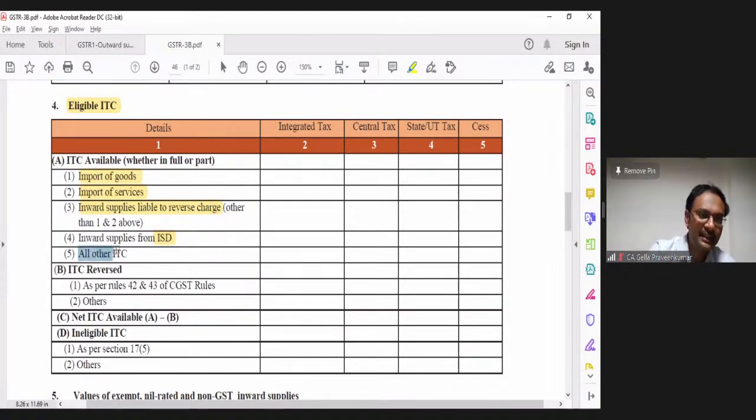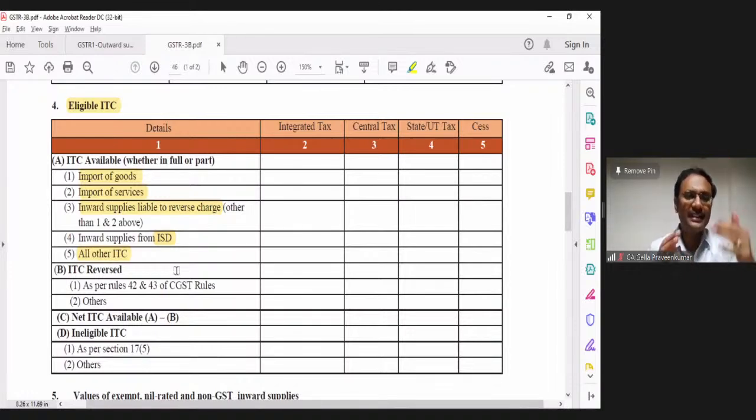All other ITC. Now, this is the main essence of a chartered accountant under GST law. Take it from me, all the students who are listening to me: this table number 5, all other ITC, is one area where the majority of the assessees and clients depend on a professional for reconciliation of the data. I'll spend a little time for you to understand.